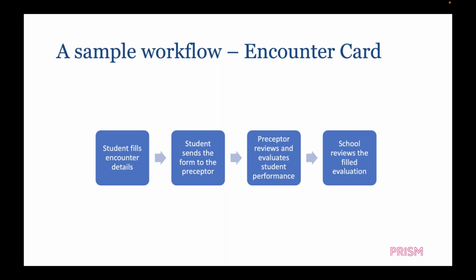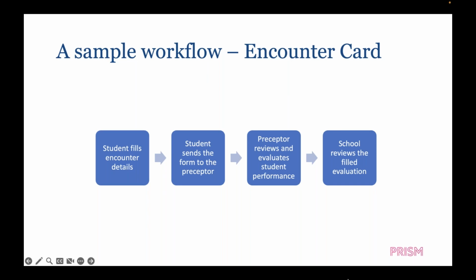So the steps in the workflow are, first the student fills the encounter details, then they send it to the preceptor. Once the preceptor receives it, they review the encounter details and also evaluate the student's performance. Once they submit this form, then the school reviews the evaluation, and it ends the workflow there. And this happens for every encounter that the student enters. Okay. So we'll look at how these forms are activated on Prism, and then we'll go on from there.